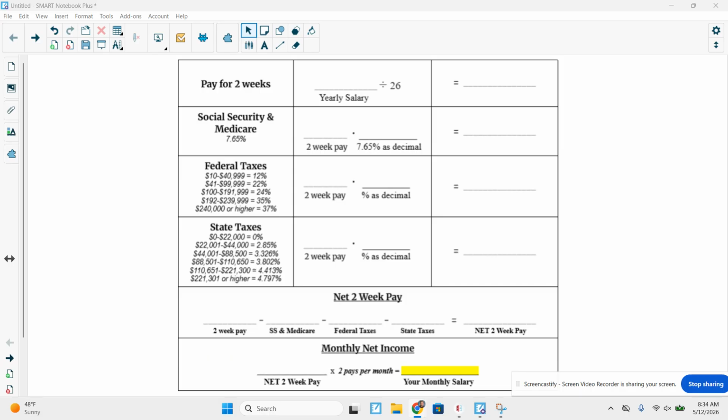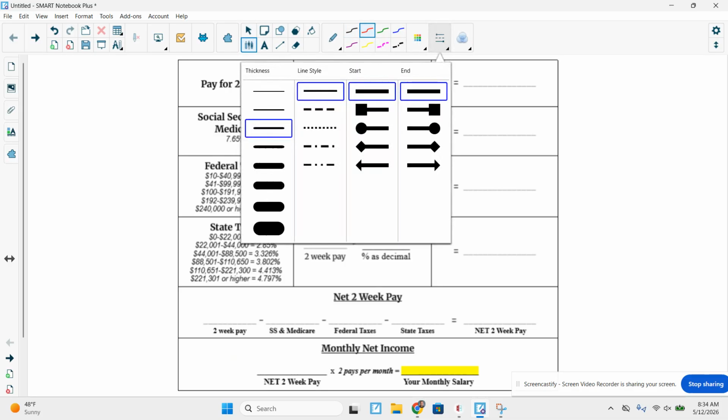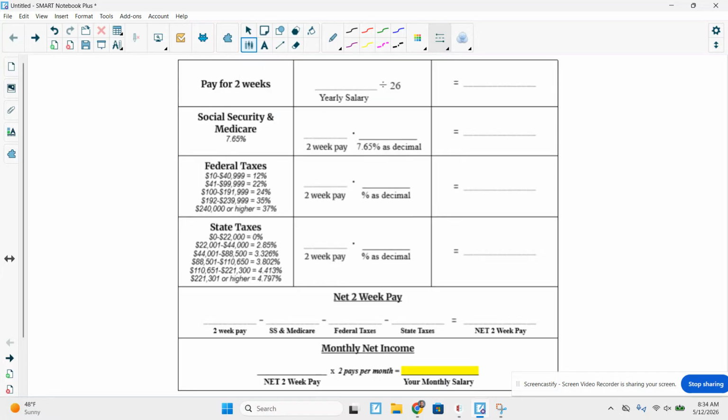So here's what's going to happen. Your yearly salary, whatever you chose, the job you picked out and that dollar amount, is going to go right here where it says yearly salary. I should have written it on the front of your packet. If you need it, I can give it to you. For me, I'm going to use 52,000. That is a random number.